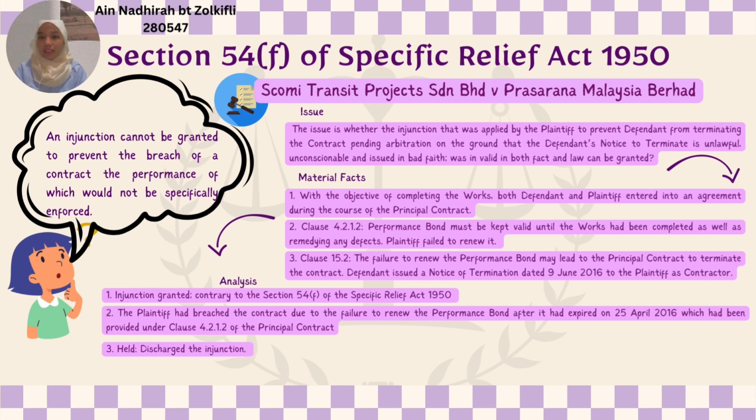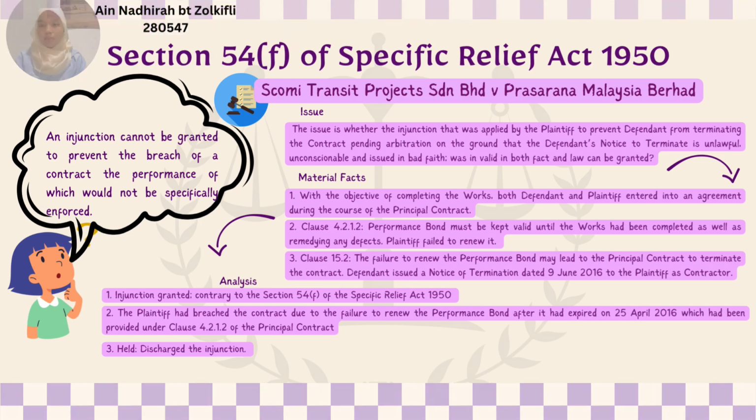So, in the case of Squami Transit Project Sdn Bhd against Prasarana Malaysia Berhad, the court dismissed the application for injunction made by the plaintiff against the defendant because the plaintiff had breached the contract through the failure to renew the performance bond after it had expired on 25 April 2016, which had been provided under clause 4.2.1.2 of the principal contract.